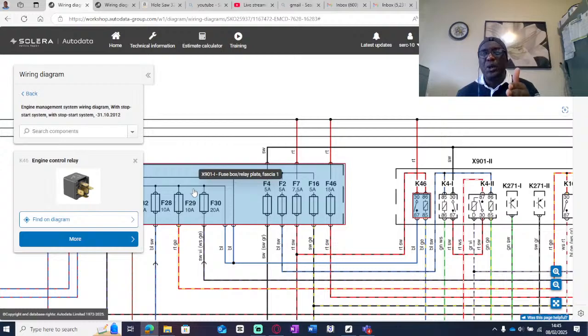I know that this is the problem with wiring diagrams. They are not easy to find. You'll have to subscribe to the likes of Autodata, All Data, and other platforms as well. That's where individual technicians find them really. That's why it's good to network.